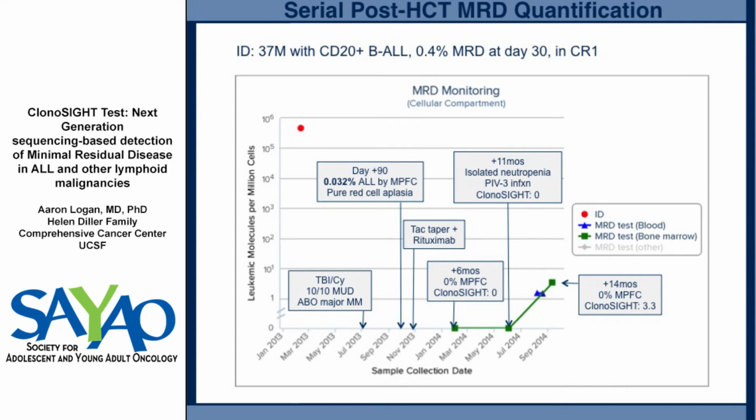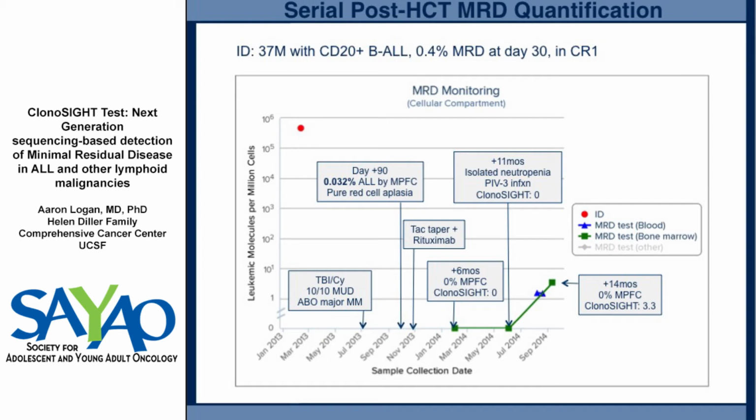Around 11 months post-transplant, he developed isolated neutropenia. I thought for sure this was going to be the harbinger of relapse. It just so happened that he had a parainfluenza 3 infection that likely caused his neutropenia, and that bone marrow was completely free of disease. ClonoSIGHT gave us a number of 0 on a good bone marrow sample.